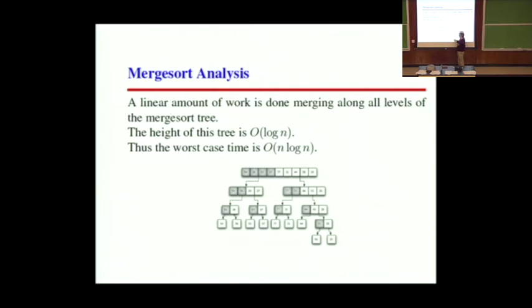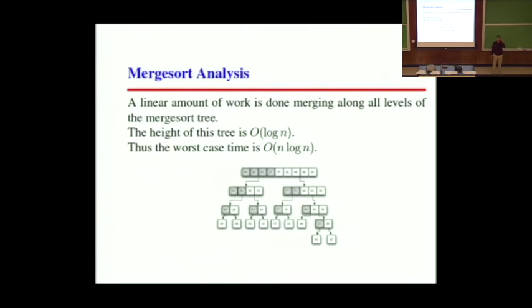What is n over 2 plus n over 2? N. In general, on the ith level we have 2 to the i chunks, each of which is going to have n over 2 to the i things in it. Merging each one of those pieces takes time proportional to the number of elements in that piece, and the sum of all those pieces is n. Does everybody agree with that?